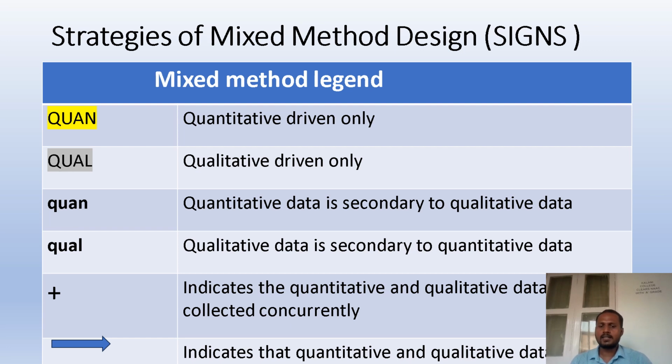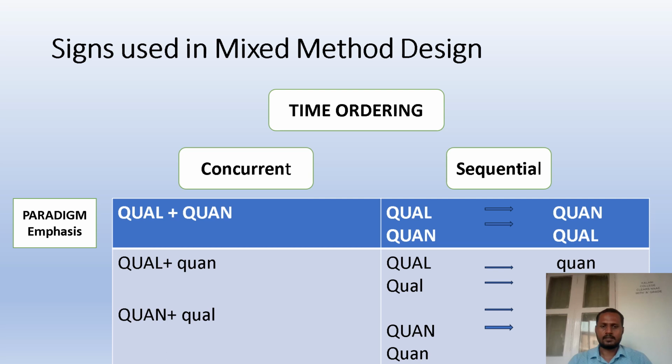The plus sign indicates concurrent mixed method design, and when there is an arrow, it indicates sequential mixed method design. So there are two types of mixed method design: one is concurrent and the other is sequential. How to identify concurrent and sequential design?